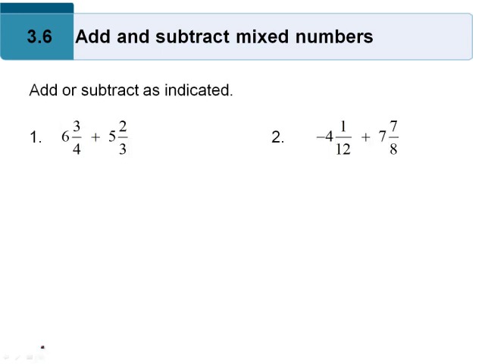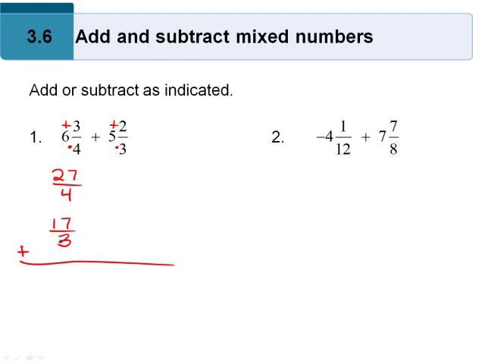Okay? All right, so we have 6 3/4 plus 5 2/3. So remember, the first step is to change them to improper fractions. So remember, that's multiply and add. So 4 times 6 is 24, plus 3 would be 27 over 4. Okay, and I'm going to go ahead and put this in a vertical format. All right, and then 5 2/3, 3 times 5 is 15, plus 2 would be 17 over 3. So that's the two fractions that I want to deal with.